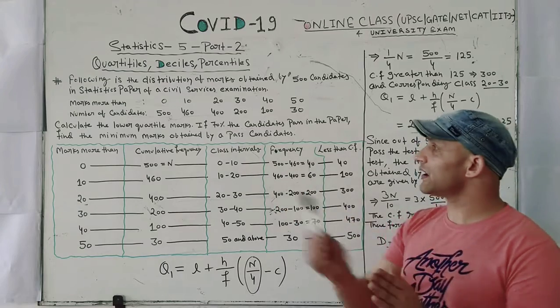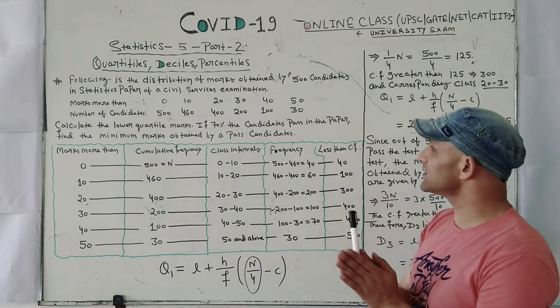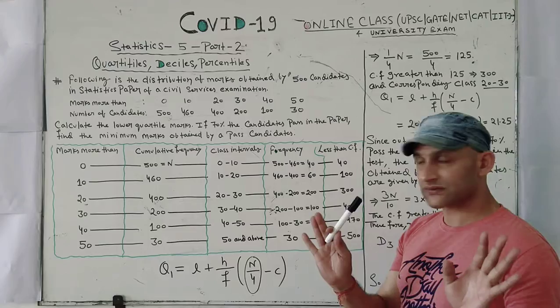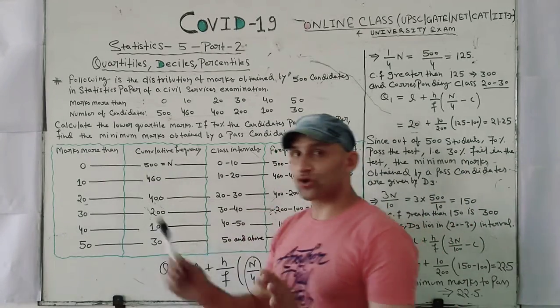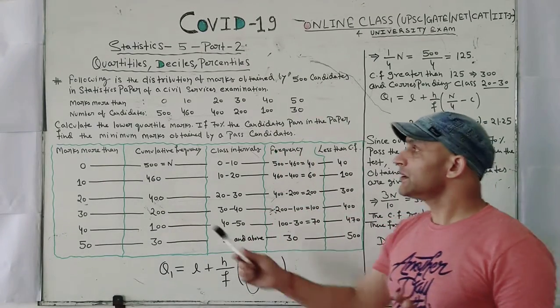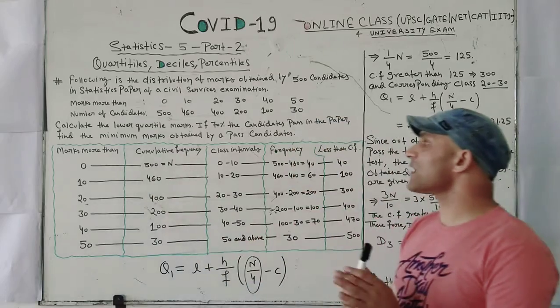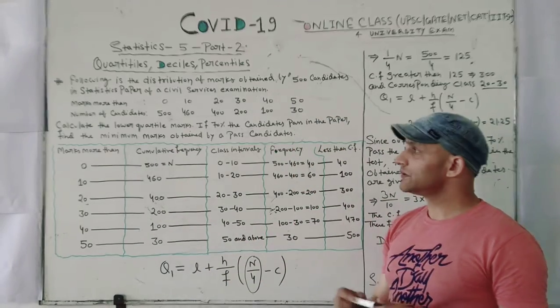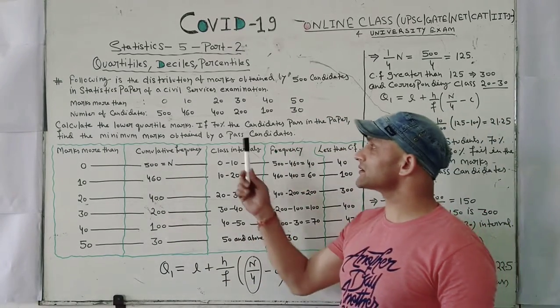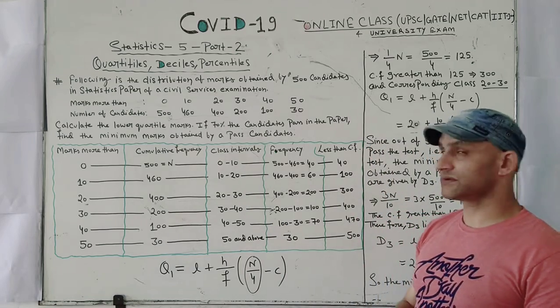If 70% of candidates pass in the paper, then 30% fail. He is asking to find the minimum marks to be obtained by a passing candidate. So what is the minimum marks if 70% of students pass?